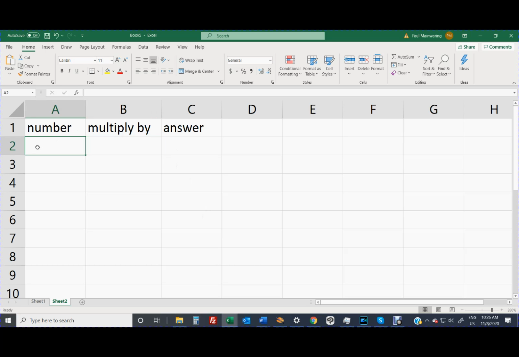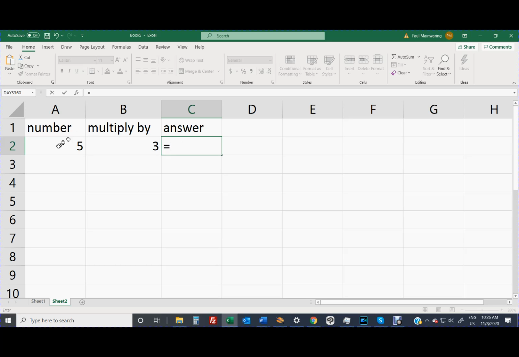Let's put a number in here, 5, and we'll multiply it by 3. Okay, we're going to put the answer there. So the key to this is methodology. The key is you put an equal sign in your cell. Anything with an equal sign says, tell me what to do. So the equal sign is asking you to tell me what to do.